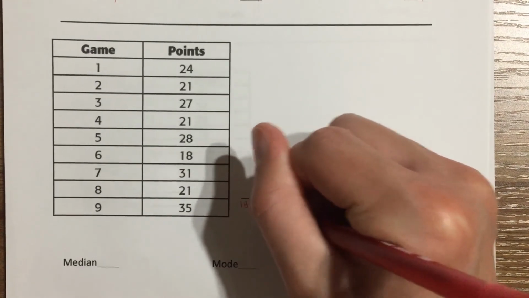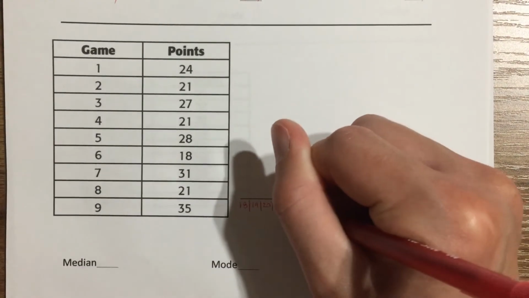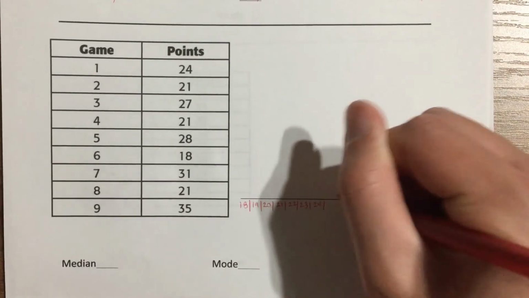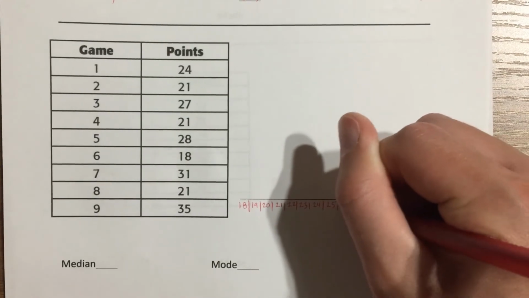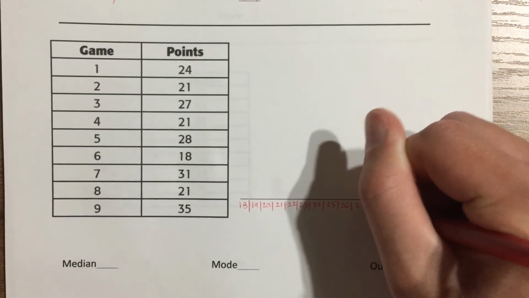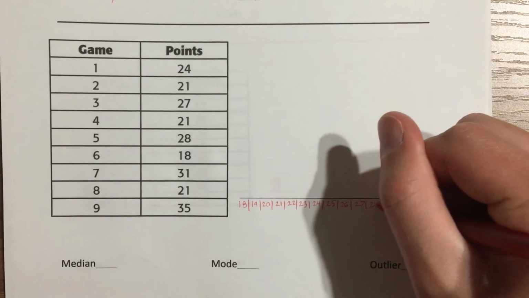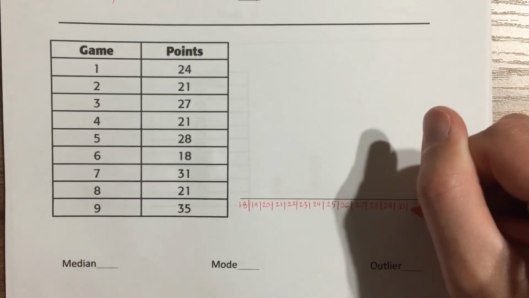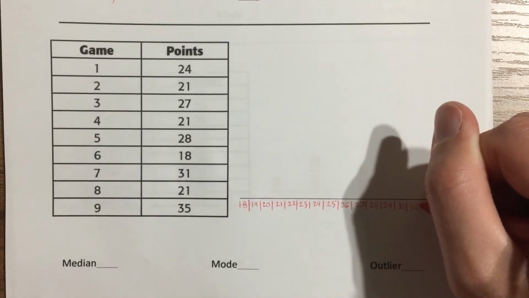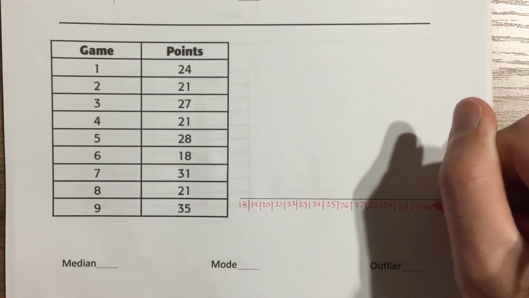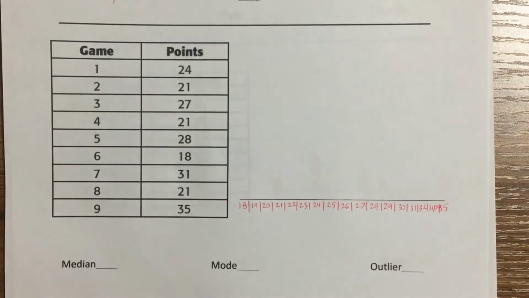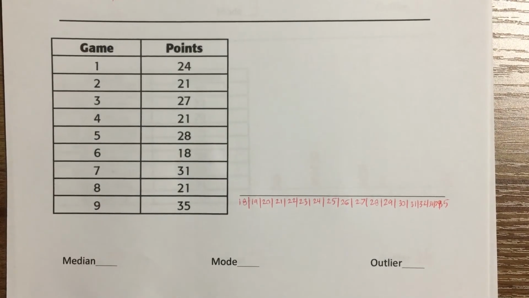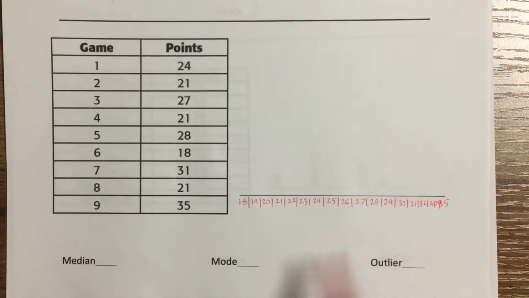19, 20, 21, 22, 23, 24, 25, 26, 27. We might make this work. 28, 29, 30, 31, 32, 33, 34. We almost made it work. But, again, you get my point. That's how we would set that up.